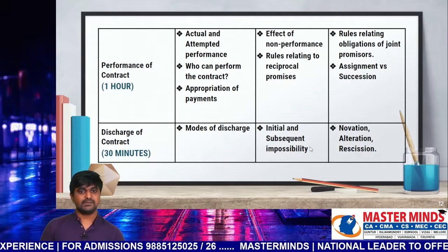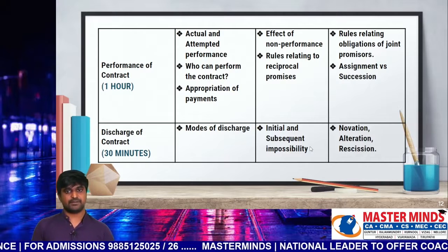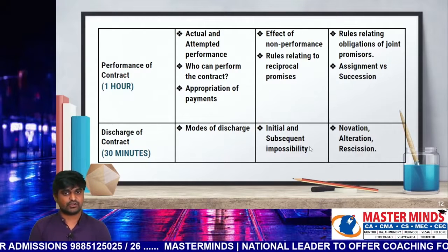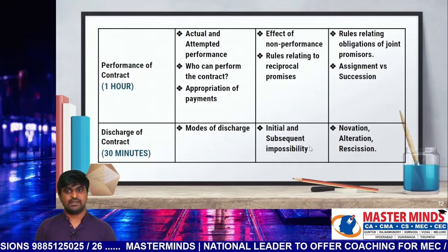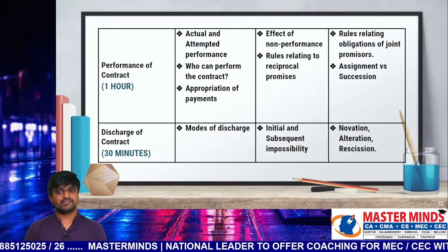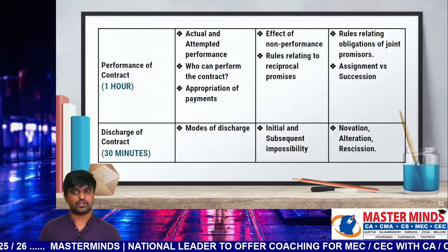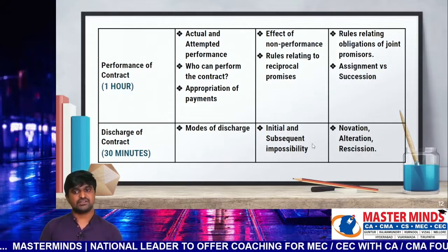And 30 minutes on the discharge of contract chapter. So here the first priority concept is modes of discharge of contract. After that, initial and subsequent impossibility, and last priority topics are novation, alteration, rescission. That's it.